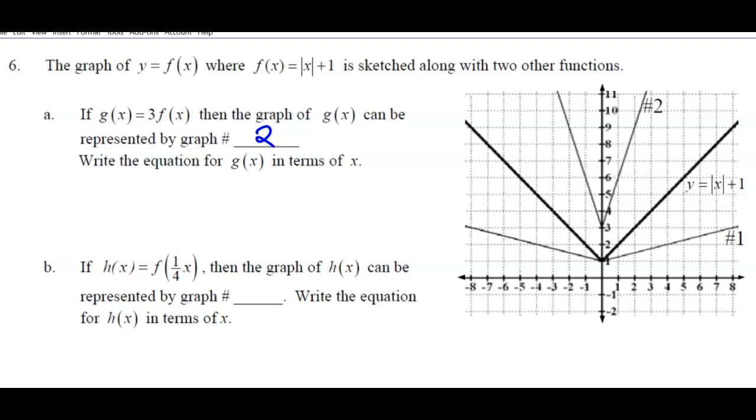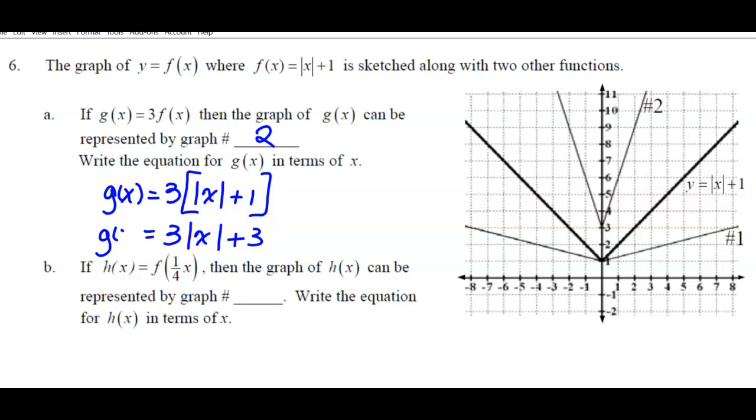Then it says, write the equation of g of x in terms of x. So, there's your original. If we're stretching by a factor of 3 here, for g of x, we're just using function notation. That's going to be 3 times whatever f was. Get rid of those brackets. And then you could actually check it on your calculator if you wanted, because it is in terms of x.